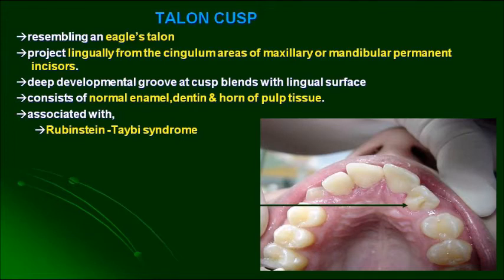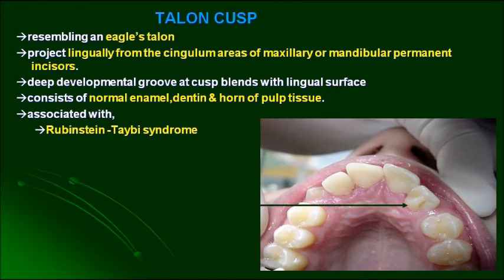See the clinical picture, you can easily make out the eagle's talon. It is seen lingually from the cingulum area of a maxillary or mandibular permanent incisor. In this case, it is a maxillary tooth. In the case of a lateral incisor, you can see the cingulum projecting lingually. It is similar to an eagle's beak. That is why it is called eagle's talon or talon's cusp.